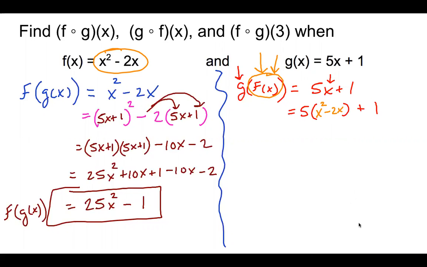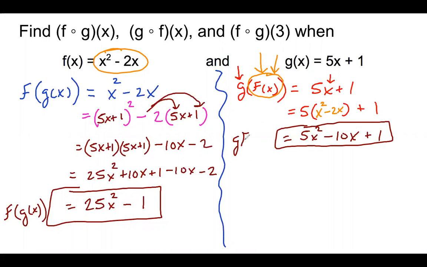So now there's nothing to it but to do it. We have to distribute this 5. So we have 5 times x squared is 5x squared minus 5 times 2x is 10x. And then bring down your plus 1. Let's see, all these terms are different, so we are all good. That is g of f of x, which you may write like that, or you can write it like this.